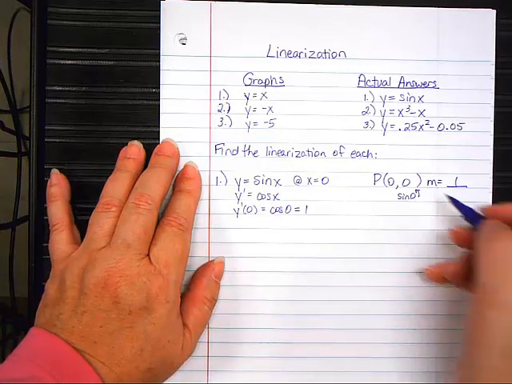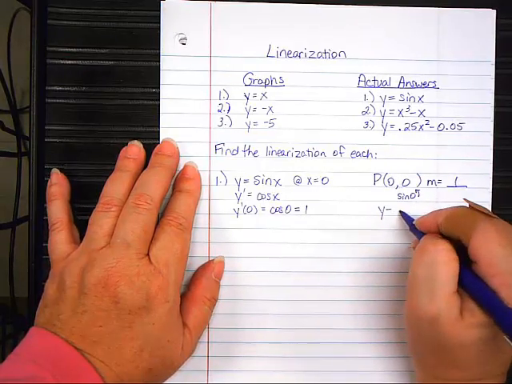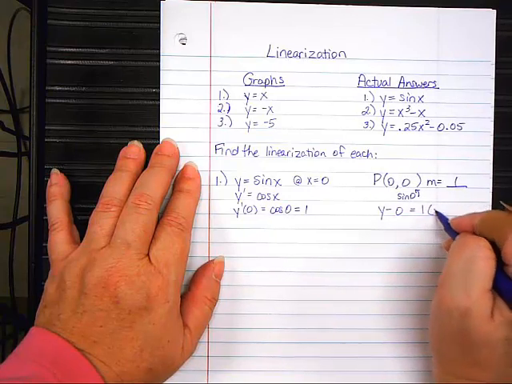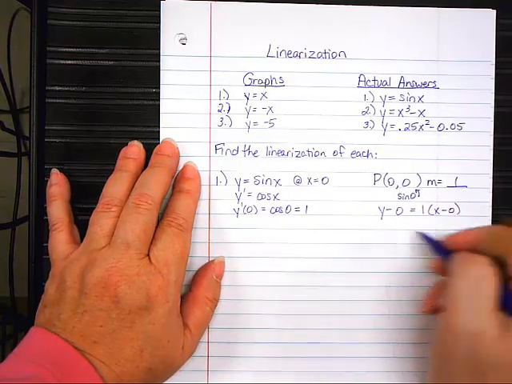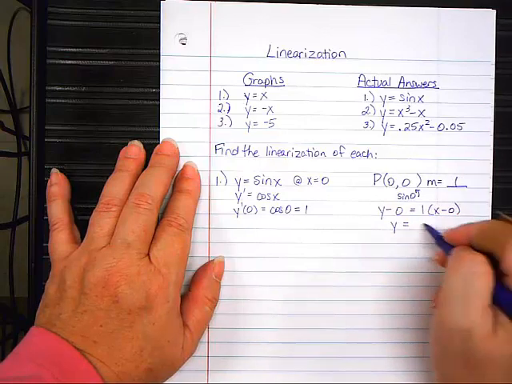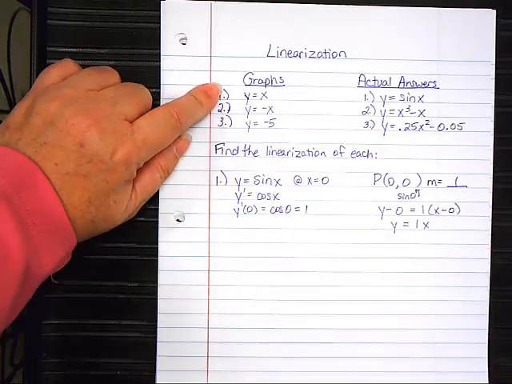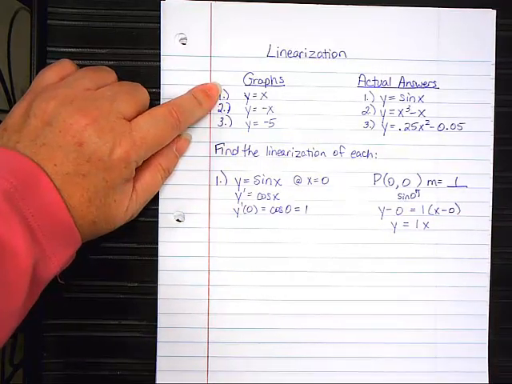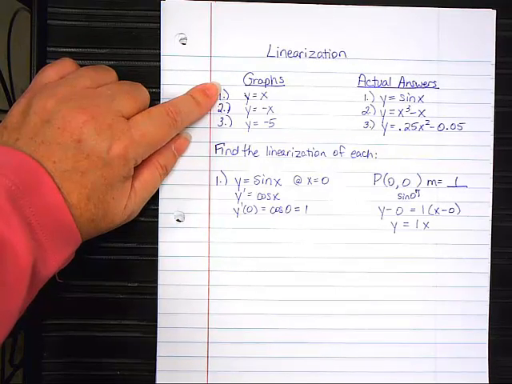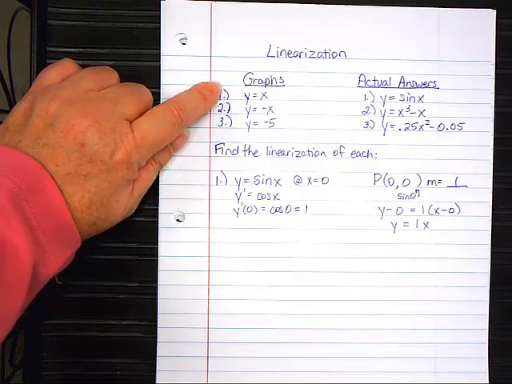Now we write the equation of the line. y minus 0 equals 1, parentheses x minus 0. y minus 0 is y equals 1x. Look, that's the graph that we got, isn't it? So we just algebraically did what we did graphically by zooming in. Okay? Found the equation.